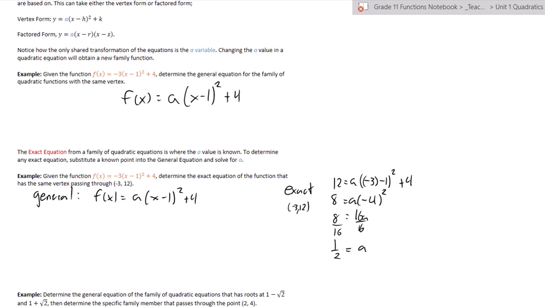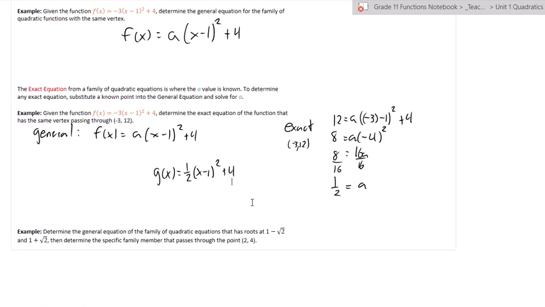So our family member that goes to the point negative 3, 12 is g of x equals 1/2 x minus 1 squared plus 4. That's it.